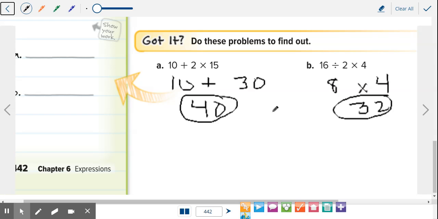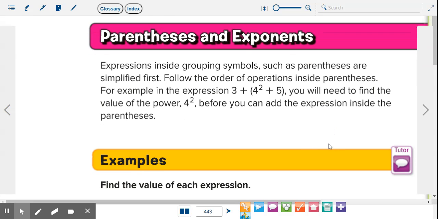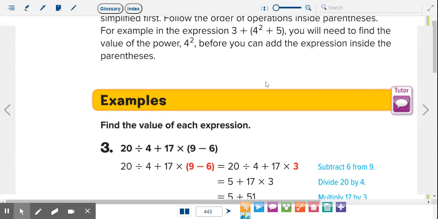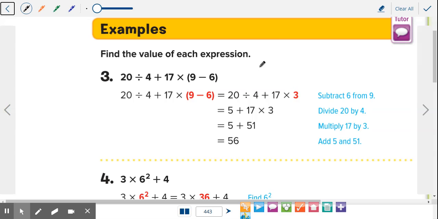All right, now they're going to start adding in parentheses and exponents. Nothing changes. You still just follow order of operations. So this one, number 3, 20 divided by 4 plus 17 times the parentheses of 9 minus 6. Do we have parentheses? Yes, that's where we start. Everything else that's not in parentheses, you just copy down. So I do 20 divided by 4 plus 17 times, now what's 9 minus 6? 3.